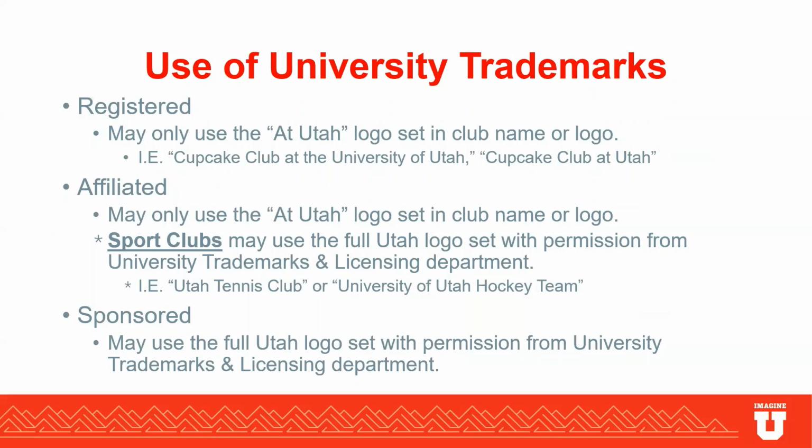Now, sport clubs, so these are clubs that are officially recognized by the campus recreation department as sport clubs. They have the ability to use the full Utah logo set with permission from the university trademarks and licensing department. So an example of this would be the Utah Tennis Club or the University of Utah hockey team, something like that. And then similarly, sponsored clubs, these are clubs that are sponsored by a university department. They may use the full Utah logo set with permission from university trademarks and licensing as well.